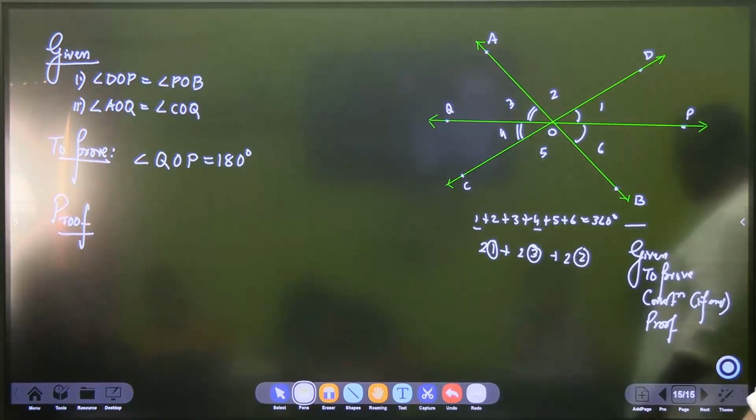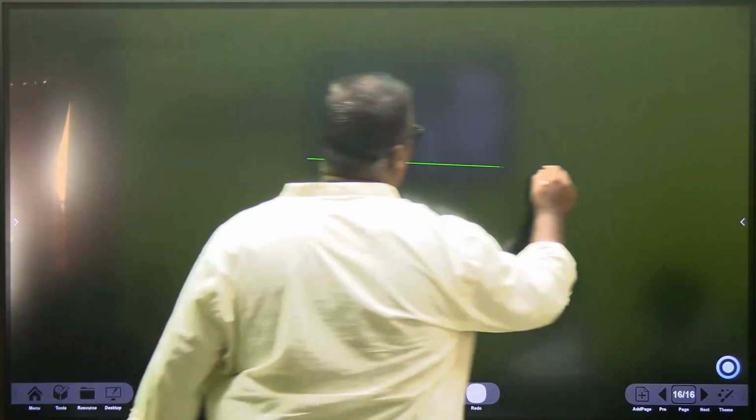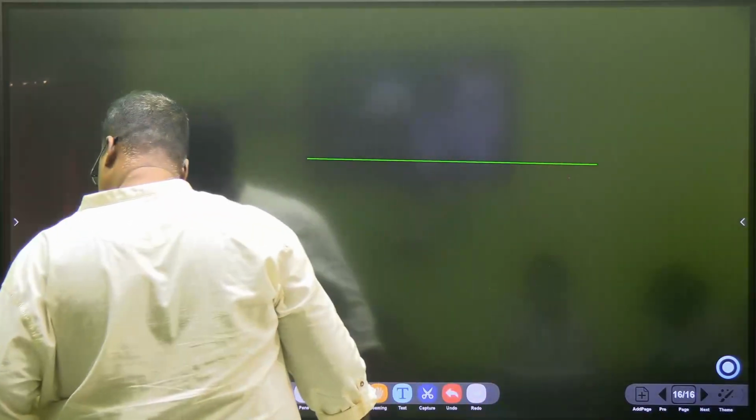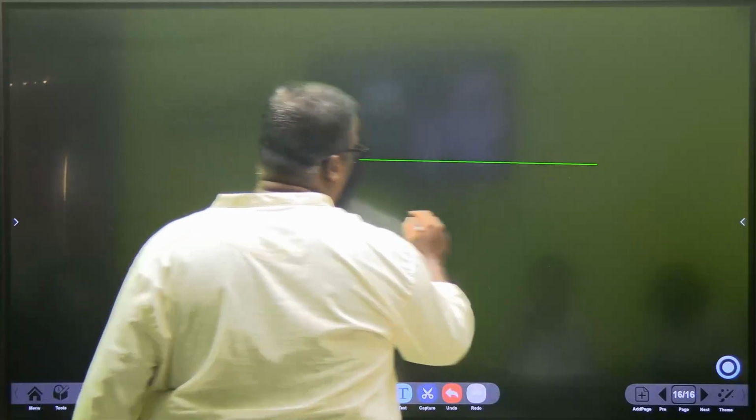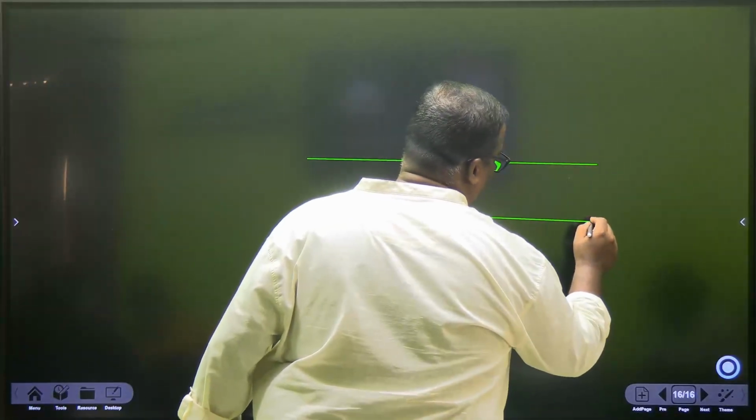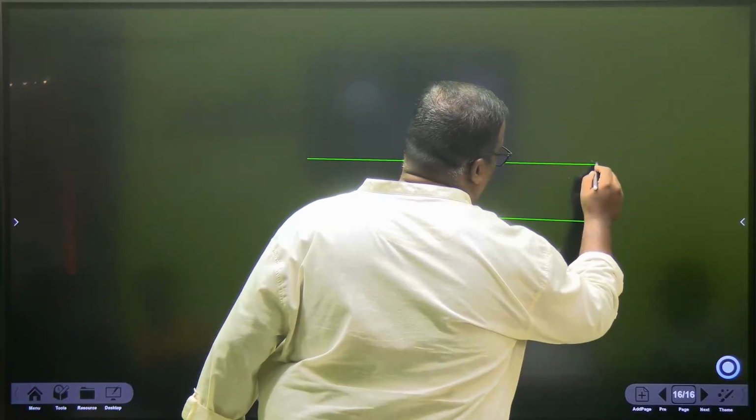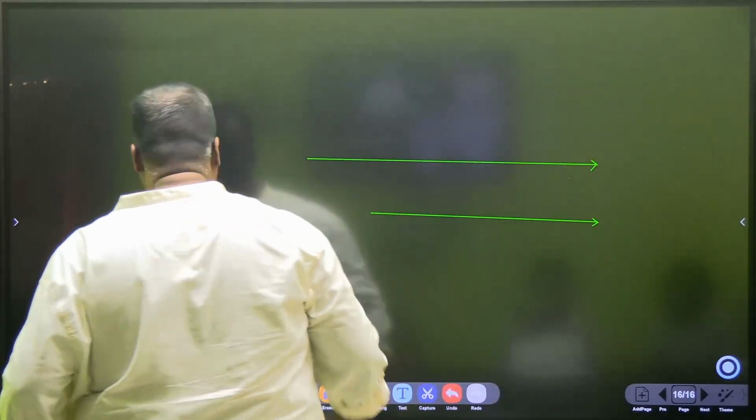Okay. Let's see one more. Okay. I'm making the diagram. You just have a look at it. Now scratch work. Every information will be there in the diagram itself.